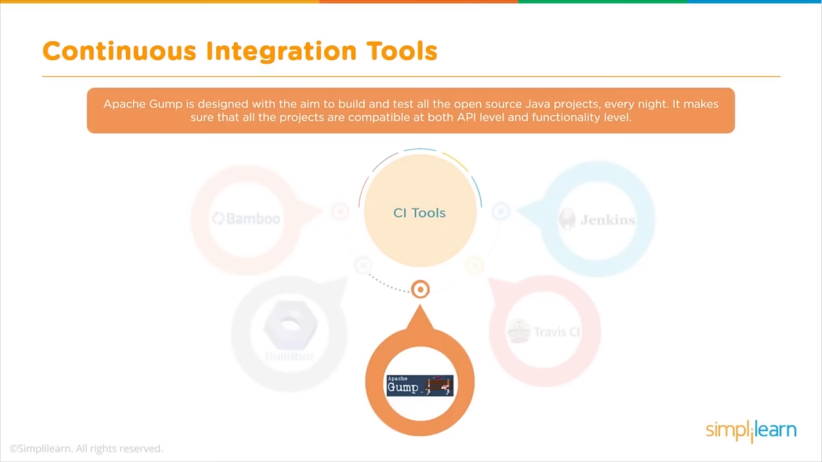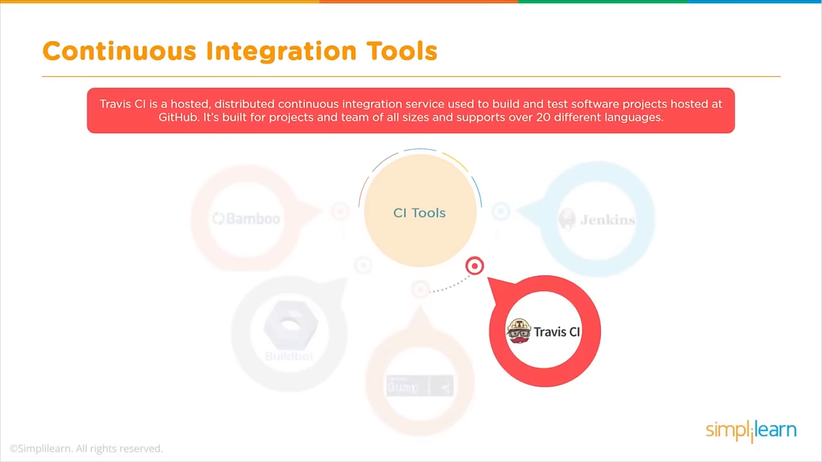If you're working specifically on Java projects that need to be built and tested, then Apache Gump is the tool for you. It makes all of those projects really easy. It makes all the Java projects easier for you to be able to test with API level and functionality level testing. So one of the popular places to actually store code and create a versioning of your code is GitHub, and it's a service that's available on the web, just recently acquired by Microsoft. If you are storing your projects in GitHub, then you'll be able to use Travis Continuous Integration, or Travis CI, and it's a tool designed specifically for hosted GitHub projects.